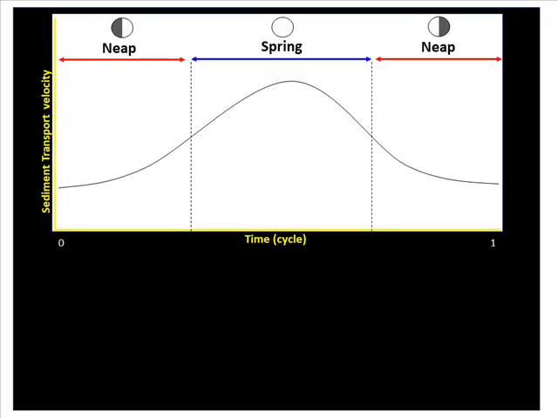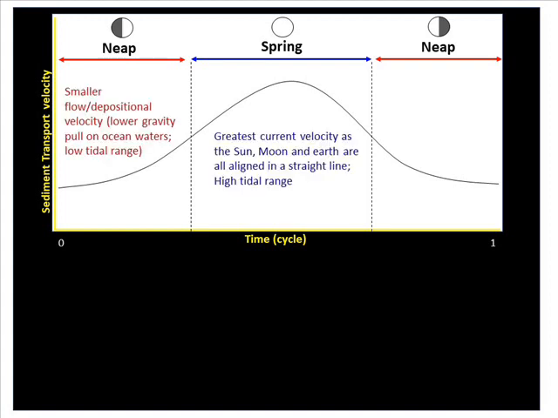The strength of the gravity pull on the Earth has a direct impact on the transport or depositional velocity of sediments. This is a plot of sediment transport velocity with time for both neap and spring cycles. What we see here is that in the neap tide, we record smaller flow velocity because that's when you have the lowest gravity pull on our ocean waters. That results from the fact that the sun and the moon are at 90 degrees to the Earth. In spring tide, we record the greatest current velocity because by then the sun, the moon, and Earth are all aligned in a straight line, resulting in the greatest gravitational pull on the Earth.